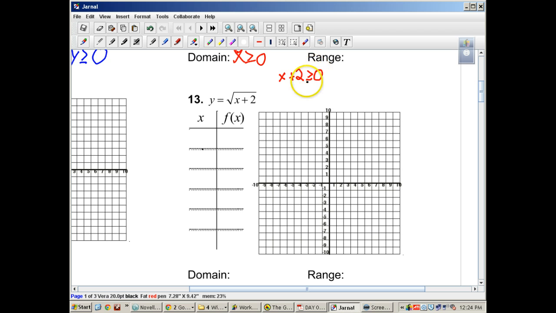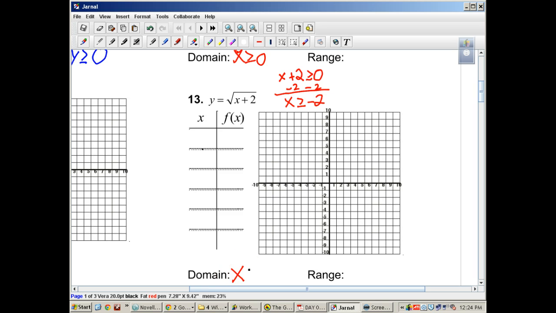Again, this means I need inside the square root to be positive or 0. I need this inside to be 0 or positive. It can't be negative. That's why we're choosing greater than or equal to 0. So if you solve this, you get x is greater than or equal to negative 2.